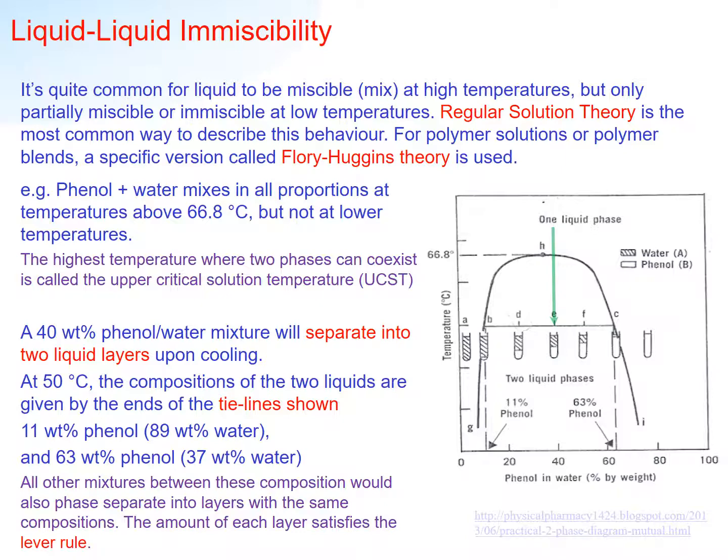Any other mixture at any intermediate composition that was cooled would separate into those two same compositions, but the amounts of each of the two phases would be different, and this again can be calculated using the lever rule. There's some more detail on the link given there.